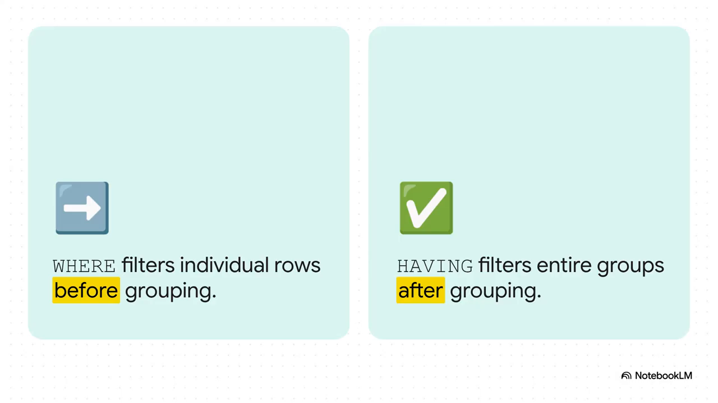This distinction is so important, and it trips up a lot of people. Think of it this way. Where filters the raw data. It kicks rows out before any grouping even happens. Having filters the results after all the grouping and summarizing is done. They work at totally different stages of the query.